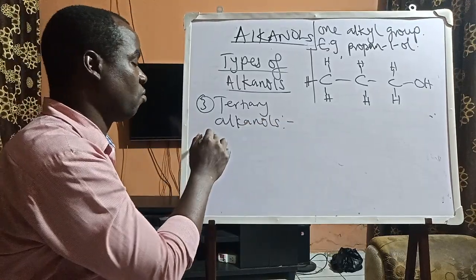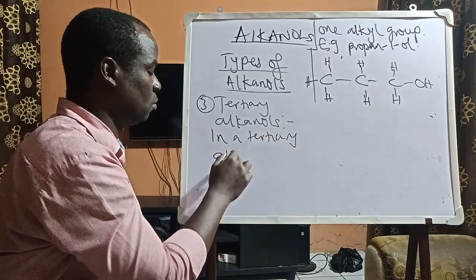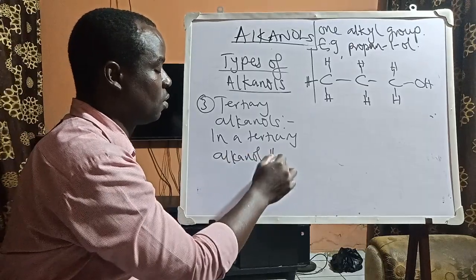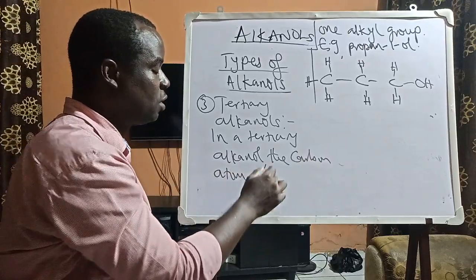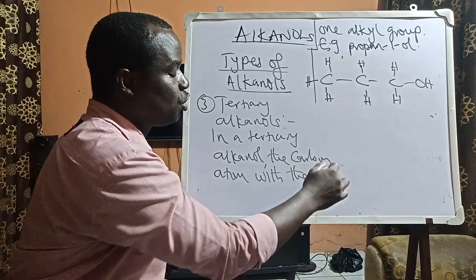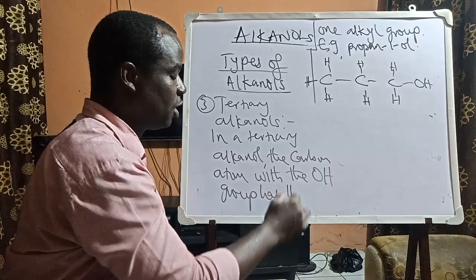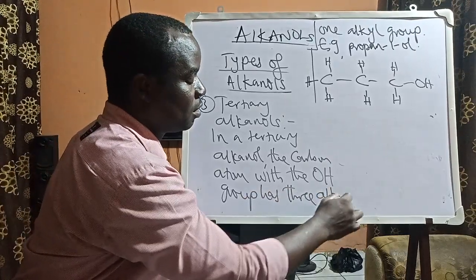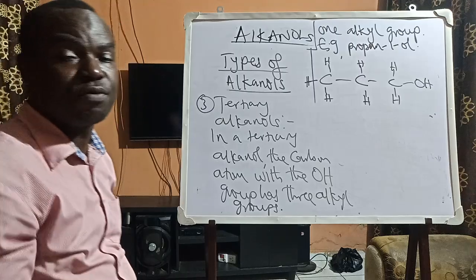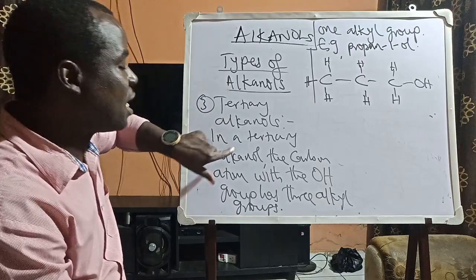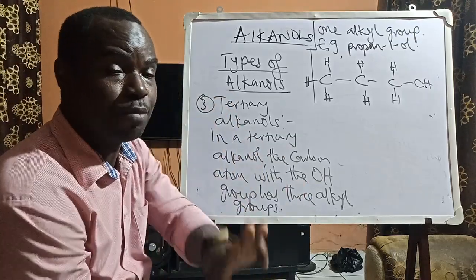Now, in a tertiary alkanol, the carbon atom with the OH group has three alkyl groups. Listen very carefully. So it says, in a tertiary alkanol, the carbon atom with the OH group has three alkyl groups. Remember that an alkyl group is carbon or a chain of carbon atoms.